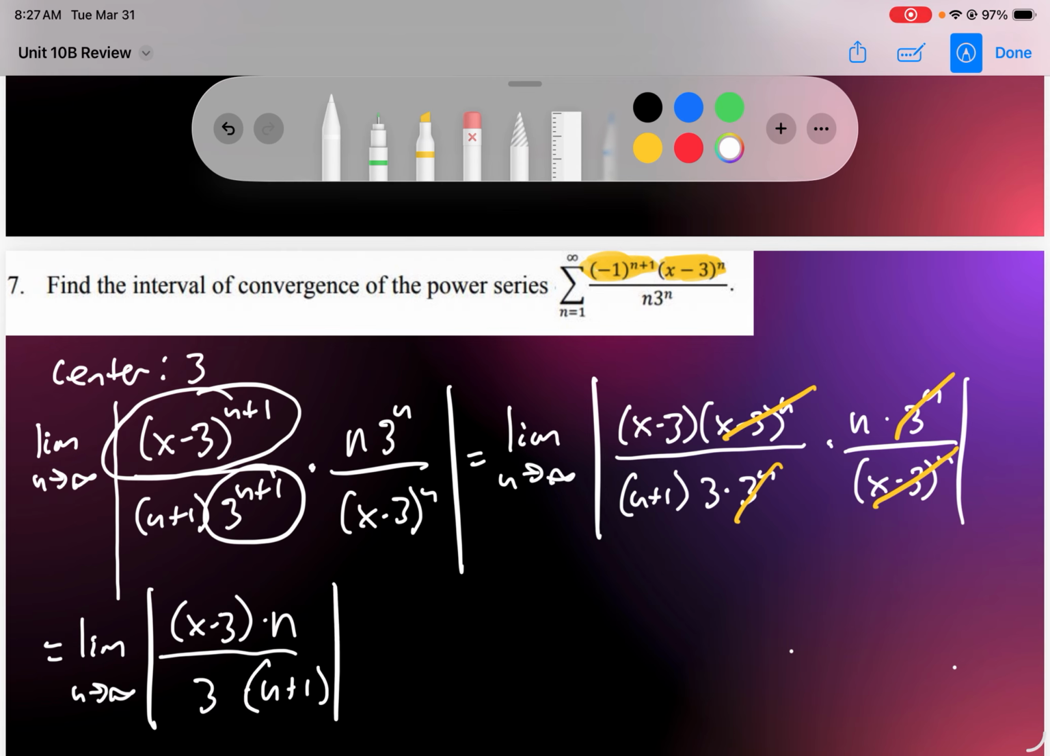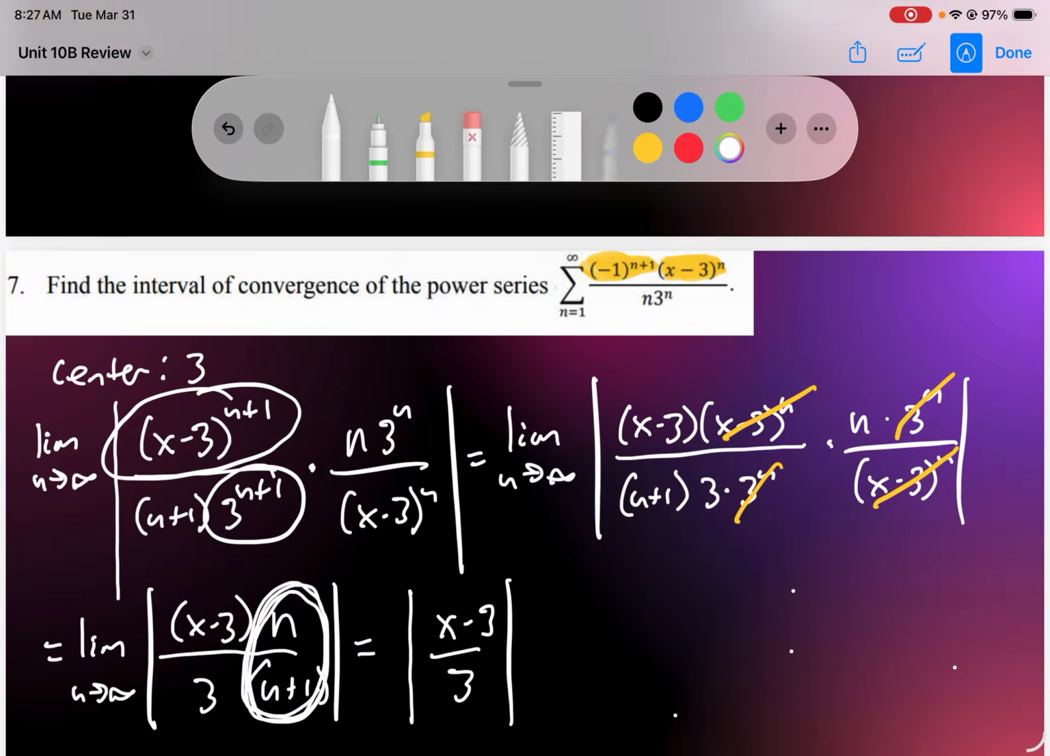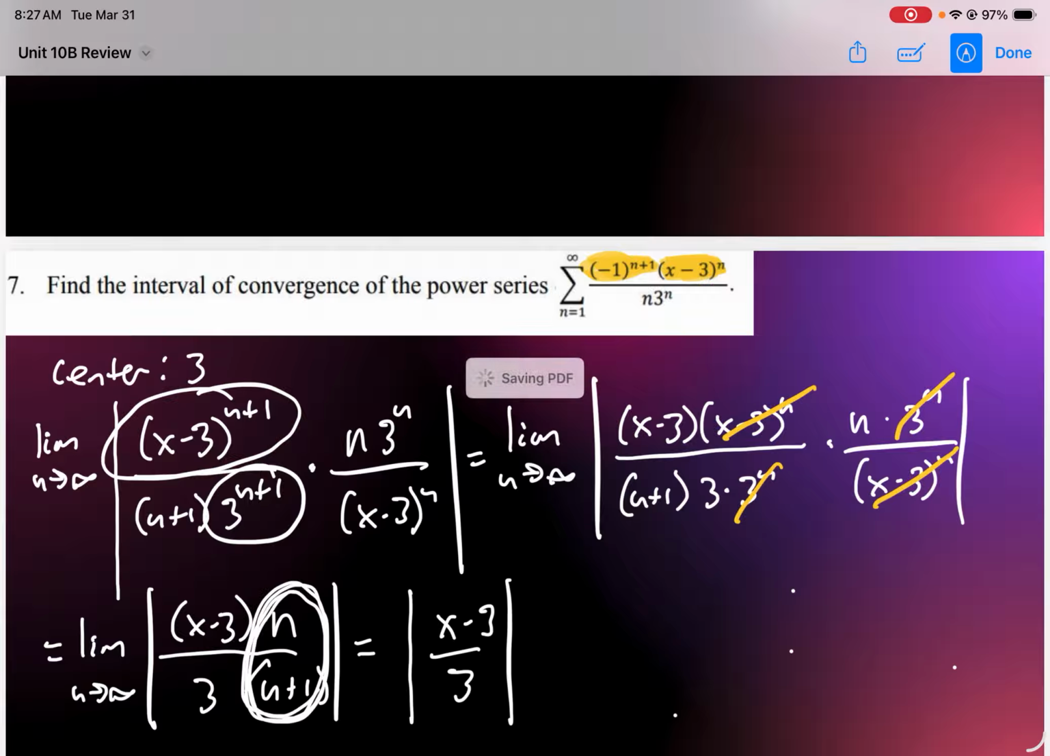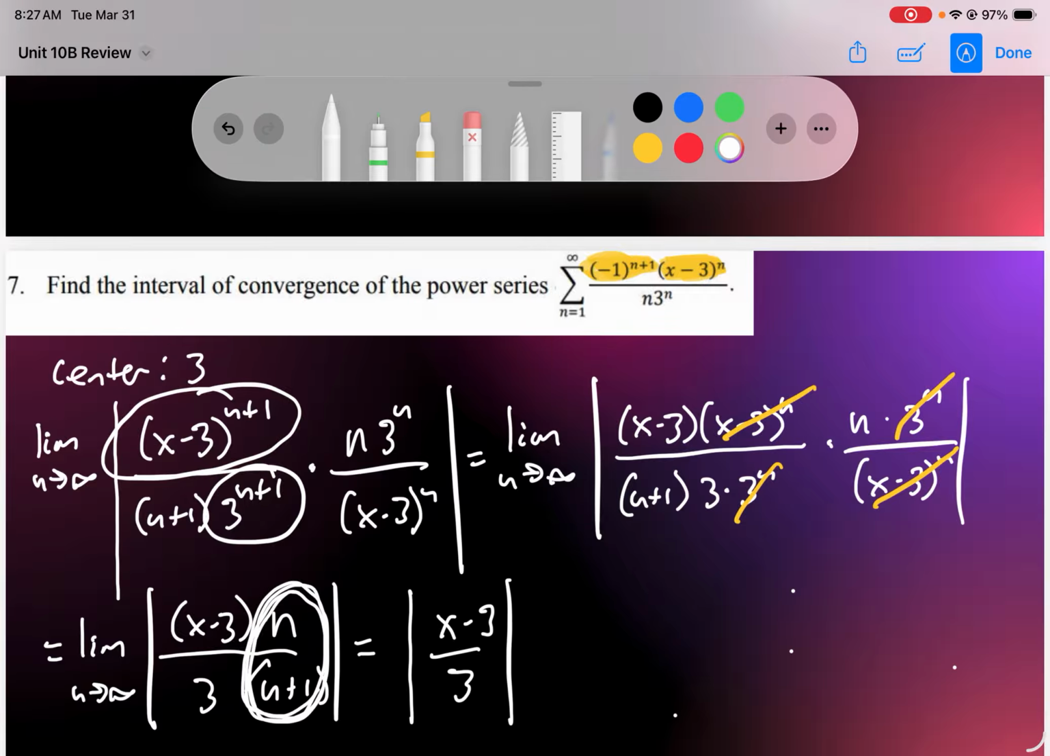So this limit as n goes to infinity, this is basically 1, because I've got a huge number over a huge number plus 1. That limit is basically just a factor of 1. Those factors cancel each other out. So this would be equal to the absolute value of x minus 3 over 3. So this is a true statement because the limit of the n part would be just times 1.